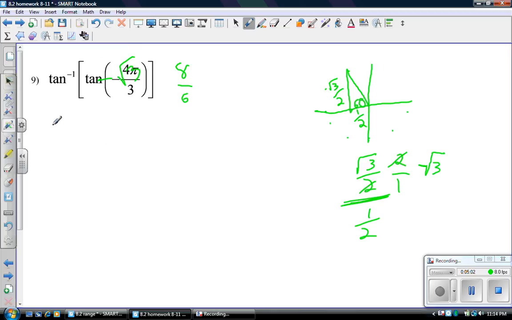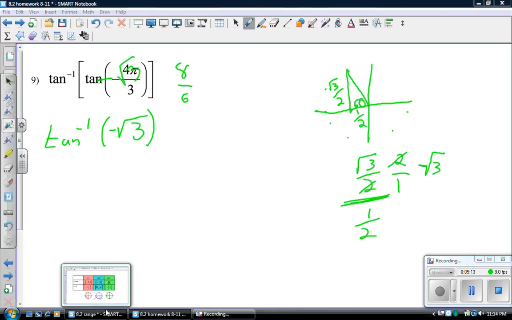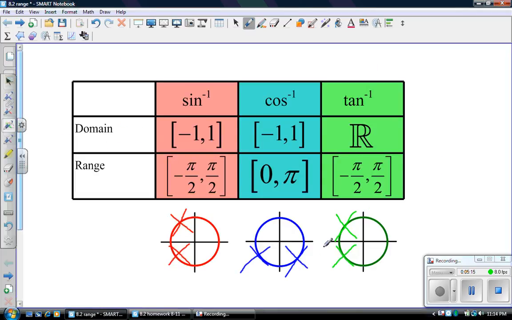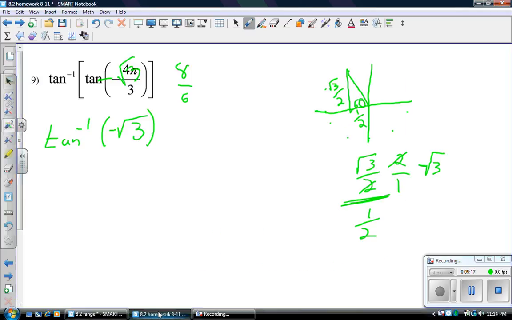So really what I'm doing now is an inverse tan of negative root 3. I go, okay, inverse trig, here we go. Inverse tan means cut out the left two quadrants.